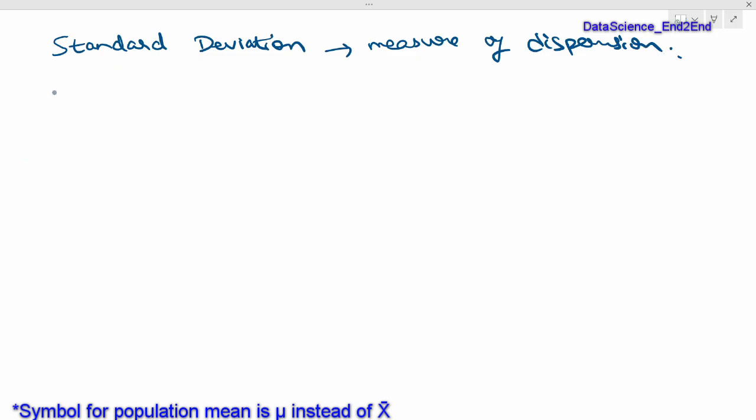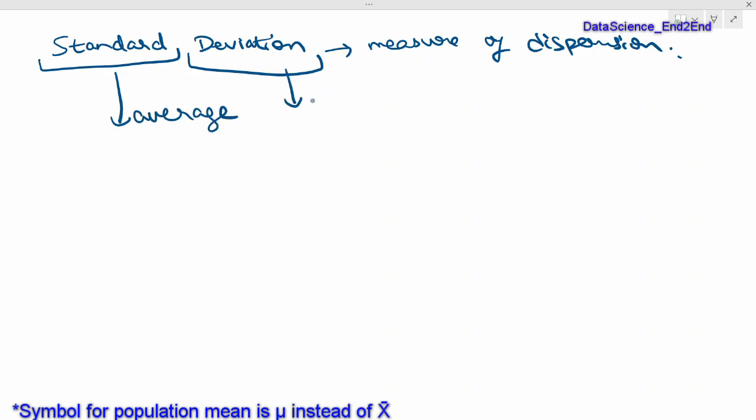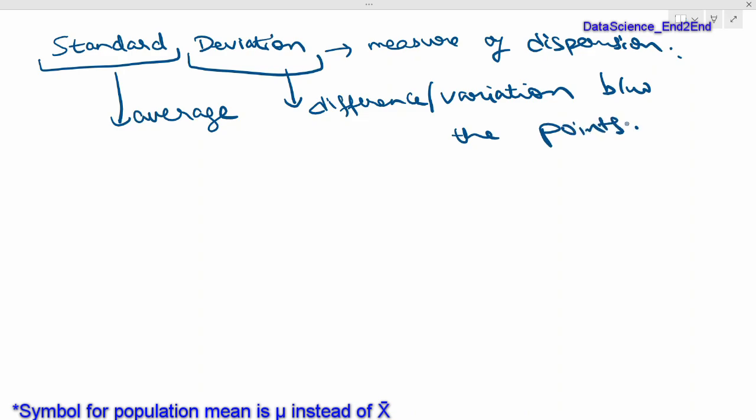Let me explain to you what the meaning of standard deviation is. If you see, there are two different parts in the name of standard deviation. First one is standard and another one is deviation. Standard basically means average, and deviation, as the name suggests, is basically a difference or variation between the points. So standard deviation is nothing but average variation between the points.